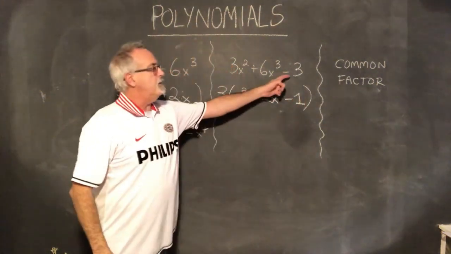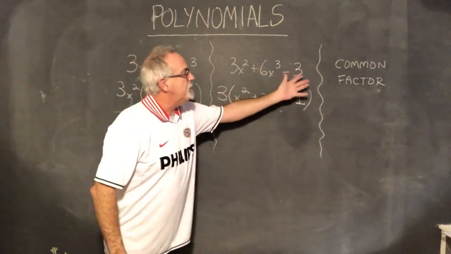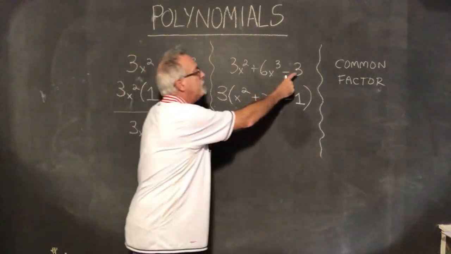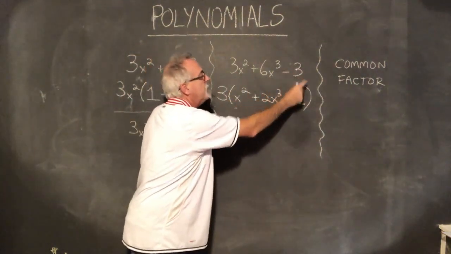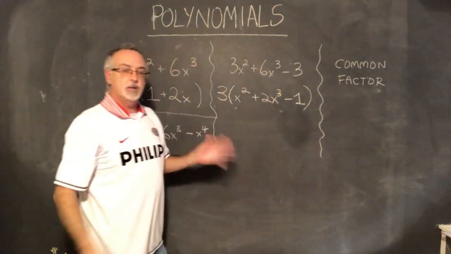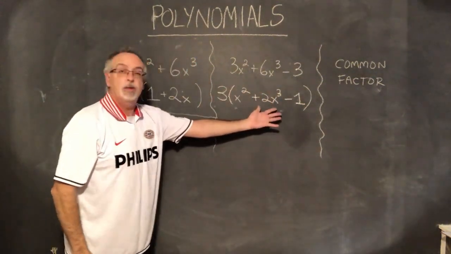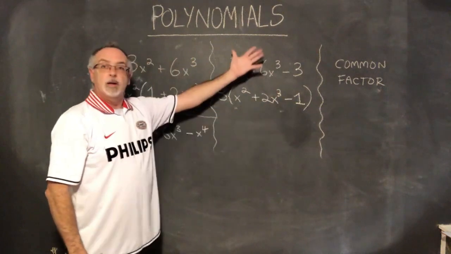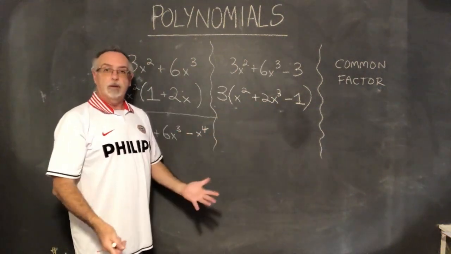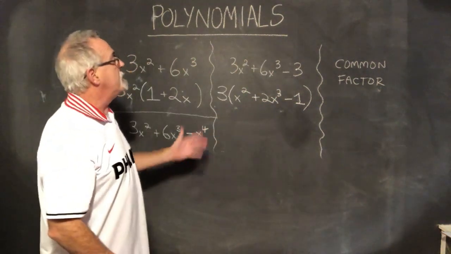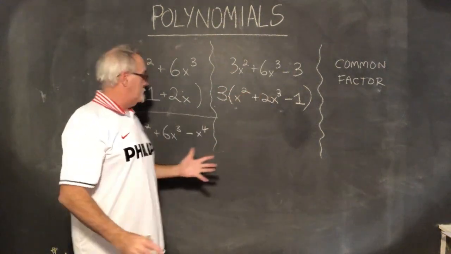Watch the sign. When you have the minus sign, it goes with the term right after it. So when I factor a 3 from minus 3, I'm going to get minus 1. The minus sign's still there. And I have successfully factored another polynomial using the common factor method. And I have proven that yes, if it's a trinomial, you can still do this.